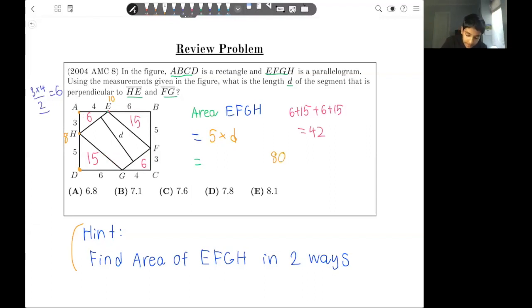So then what is the area of this inside parallelogram? It's going to be 80 minus 42, because 80 is the area of the whole shape, 42 is the area of the 4 triangles, and this comes out to be 38. And we also know that this 5 times d is going to be 38, because 5 is the base and d is the height of the parallelogram. Now we know that 5 times d is 38, and this means that d is 7.6, because we just divide by 5 on both sides to get d is 7.6.